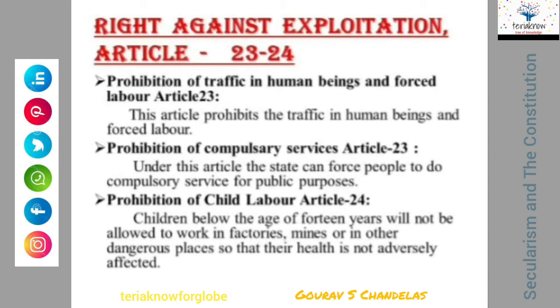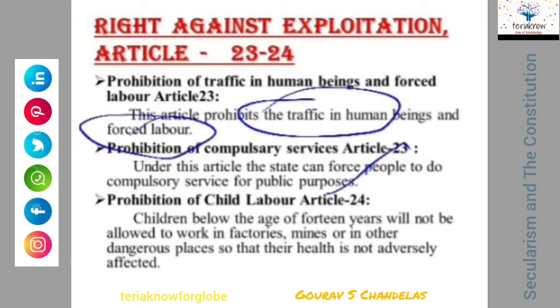Next, provision of compulsory service under Article 23. What are compulsory services? If there is any need or urgency in the country, it will be the responsibility of the people or the citizens residing in the country. They must provide the service for the public purpose. Okay, so under this article, the state can make people do compulsory service for public purpose. Understood?